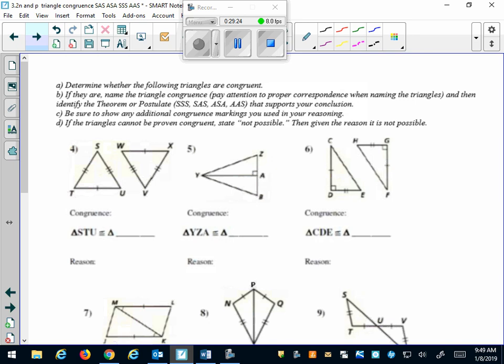Okay, so this is the same directions as before. Are these two triangles congruent? Make sure you're checking that you have single to single, double to double, triple to triple. Are these triangles congruent? What would be our reason? SSS.